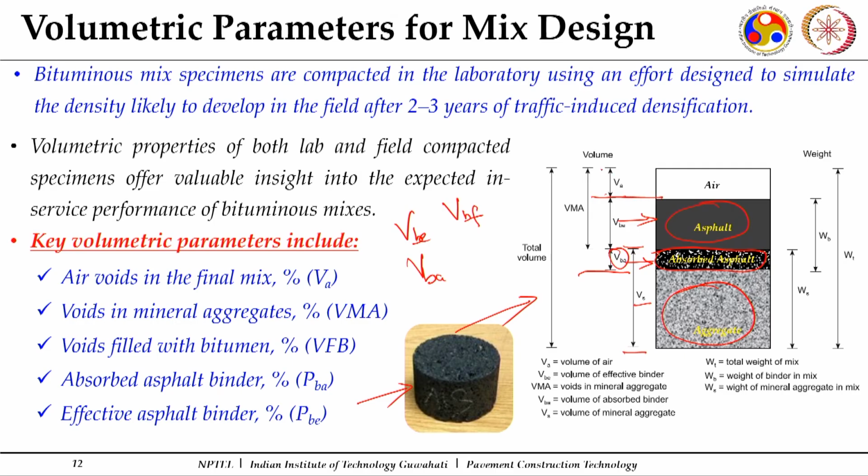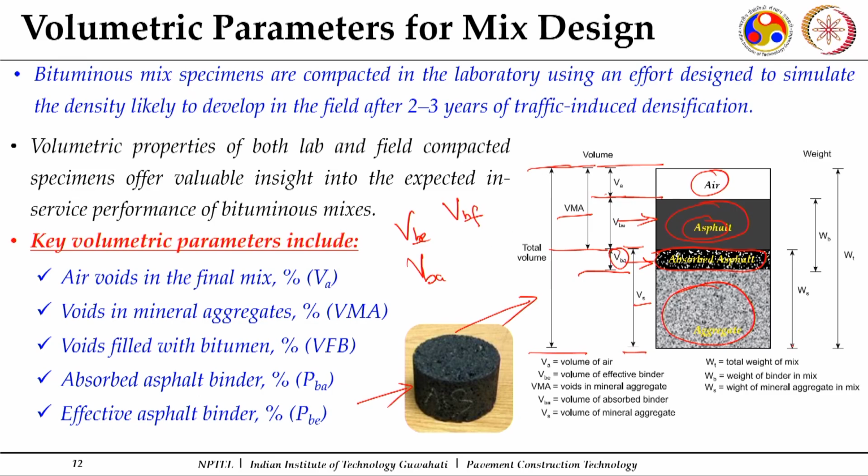And what is there on the top? It is your air. Now, another important parameter here is voids in mineral aggregates, VMA. This is, when the aggregates are packed, the space which is available in that compacted specimen for the free asphalt and the air. This forms your voids in the mineral aggregates, because there you have your free asphalt as well as your air. Now, this makes your total volume. This is the bulk volume of your mix.